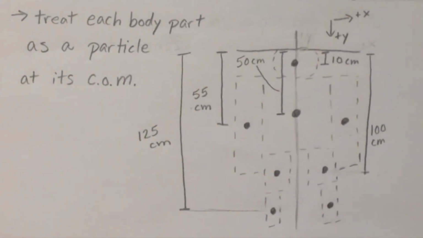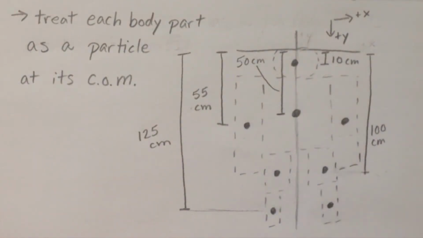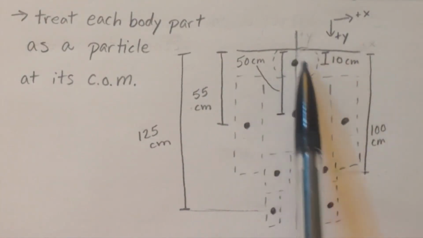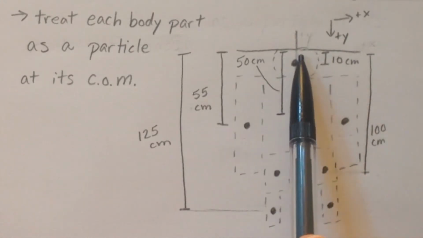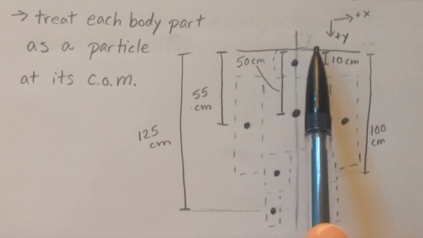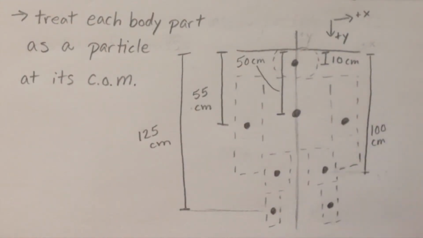If we treat each body part as a particle at its center of mass, we now have this system here composed of 8 particles, each of which has this distance away from an origin that I've set up here. With this coordinate system, positive x is to the right and positive y is down. This is arbitrary, but it will make the calculation simpler in the next step.